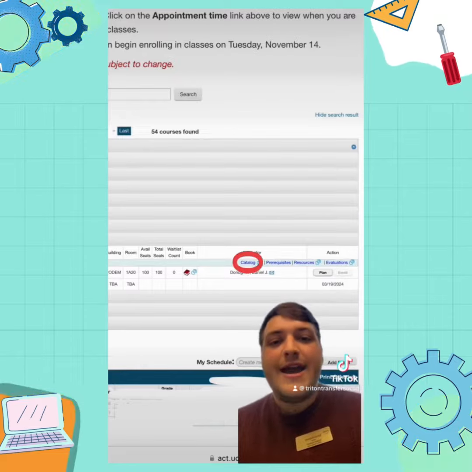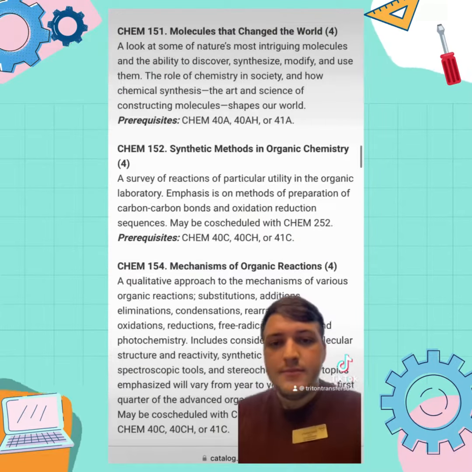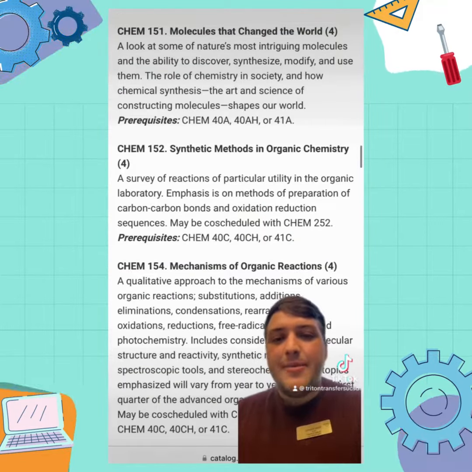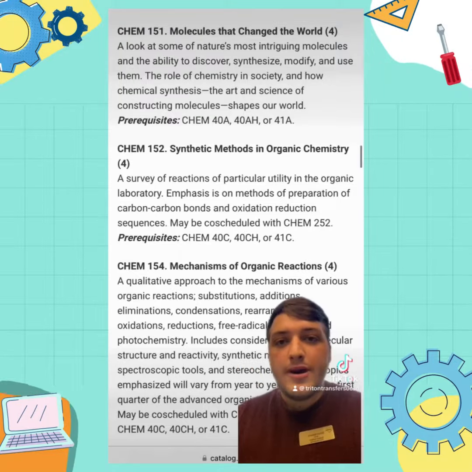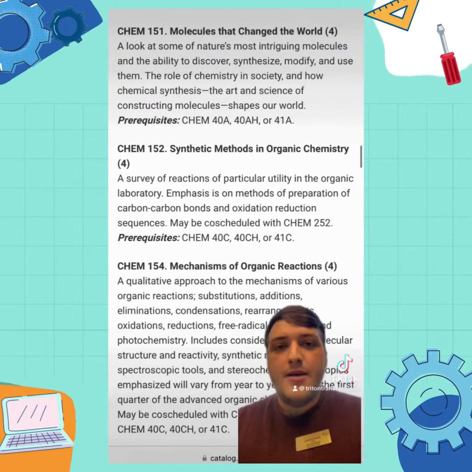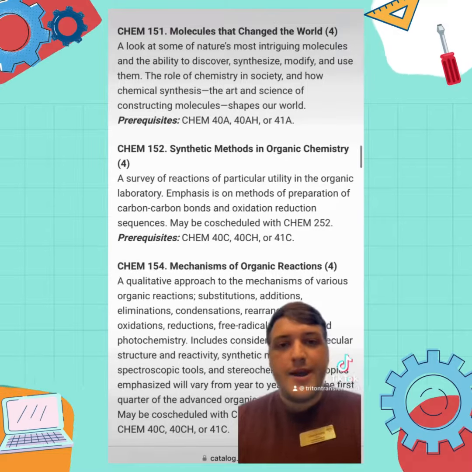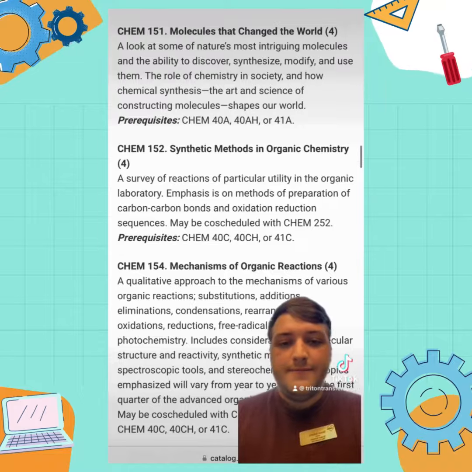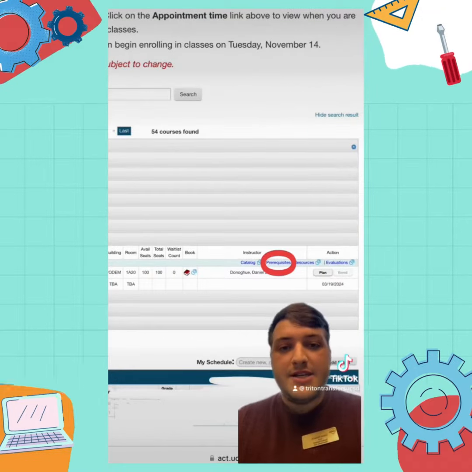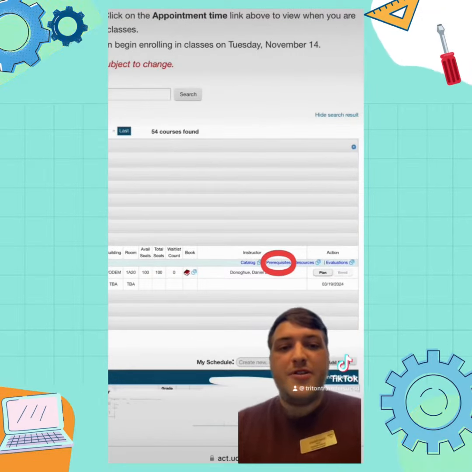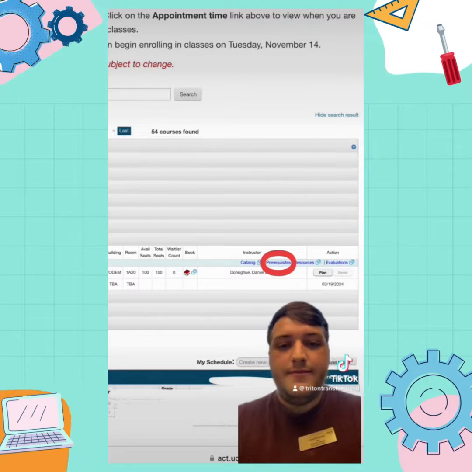Next, let's view the catalog tab. After clicking the catalog tab, I'm brought to this page where I'm given a more in-depth description of what Molecules That Change the World will entail. The screen also shows the prerequisites for the class, which can also be viewed on WebReg itself. To view the prerequisites for the course, you'll click on the prerequisites button circled on the screen.